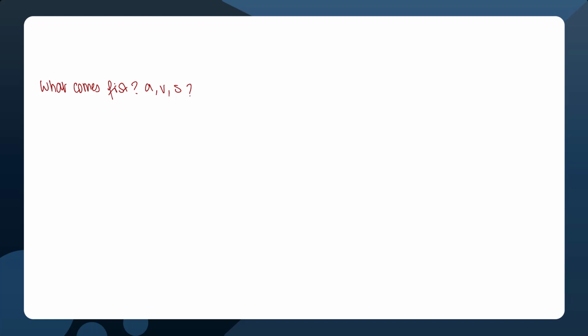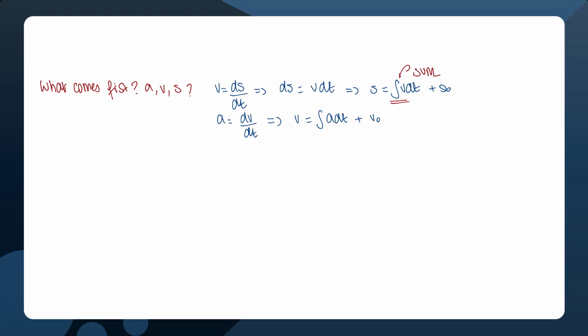So one has v is equal to ds over dt, which means that ds is equal to v times dt, and by performing the integration, one has that s is equal to the integral of v dt plus s0. Similarly, doing the same thing for a equals dv over dt, one has that v is equal to the integral of a dt plus v0. Now, I would like you to think of the integral term as a sum of the velocity components.